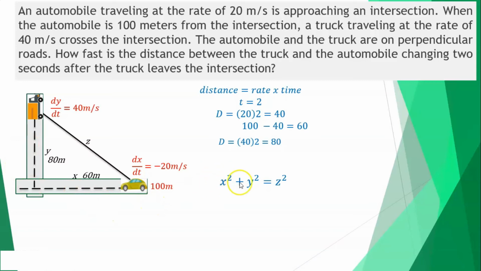So x squared plus y squared equals z squared. Substituting here, our x is 60, our y is 80, so 60 squared plus 80 squared. So eventually the value for z here is 100.